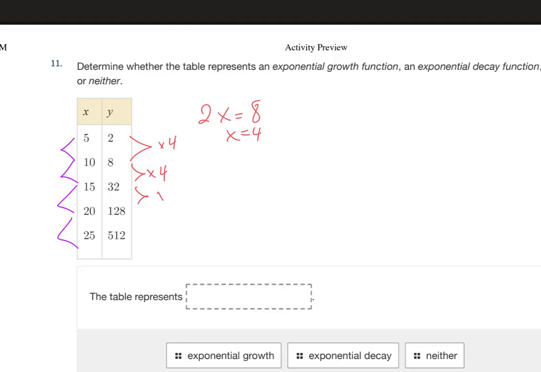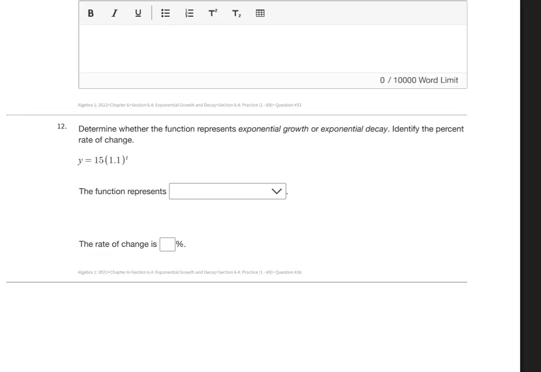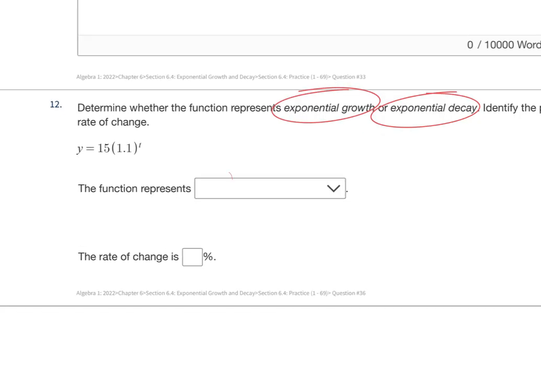I think it is. So, yeah, times 4 times 4. Okay, so this seems to be a growth function. That's nice. Determine whether it's growth or decay, and then identify the percent. This is definitely growth, because that is outside of our 0, 1. It's greater than 1.